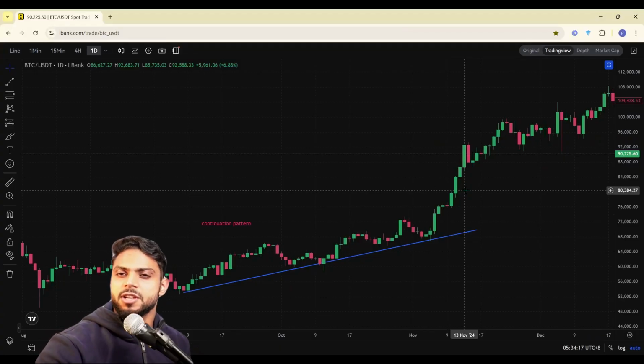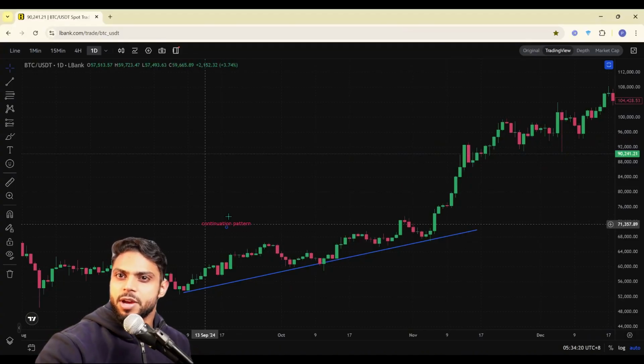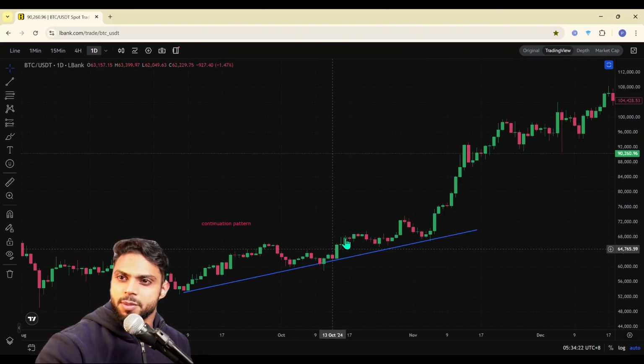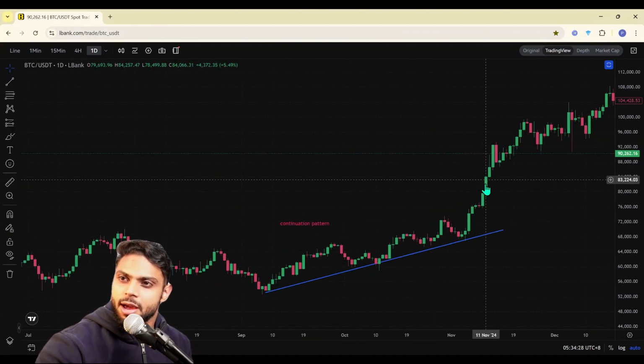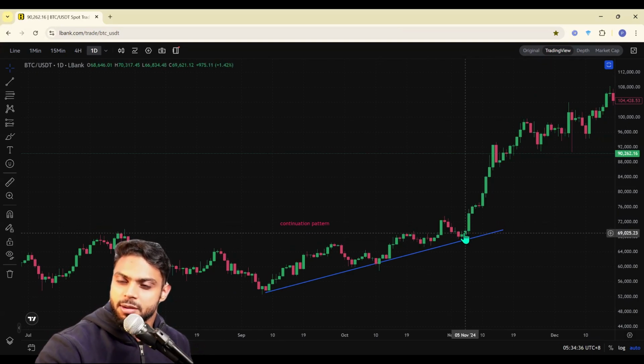Now let's start with the continuation pattern. Continuation pattern occurs when the price bounces back right after hitting the trend line, and it bounces back in the direction of the pattern. So we must take a long position here. But in order to take a long position, we first have to confirm the trade.